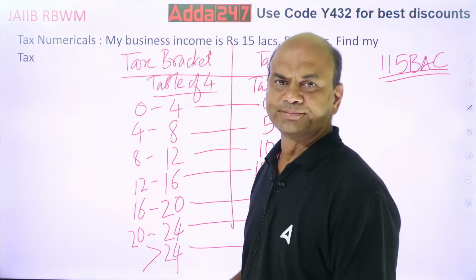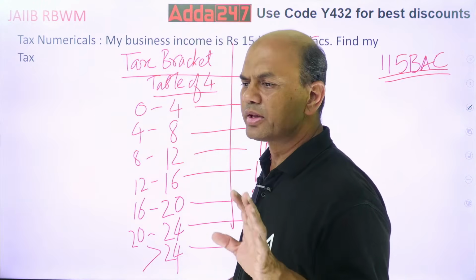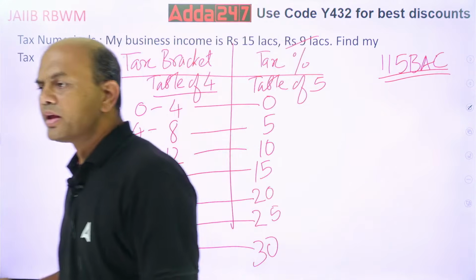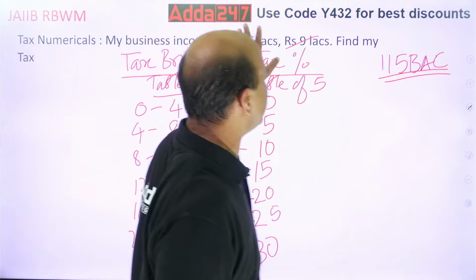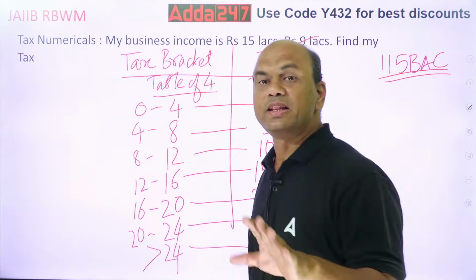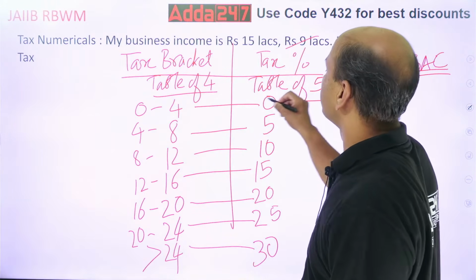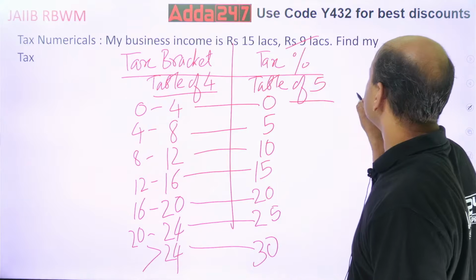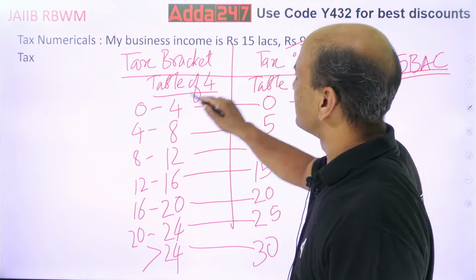Got it? Suppose, let's say, I'll give you one logic. So what is the answer for this? First, let's find out the answer for this. 15 lakhs is my income. So here I'll have to pay complete 0, no tax. So here no tax, over. First 4 lakhs, no tax.